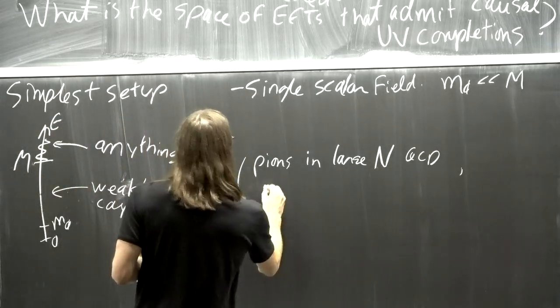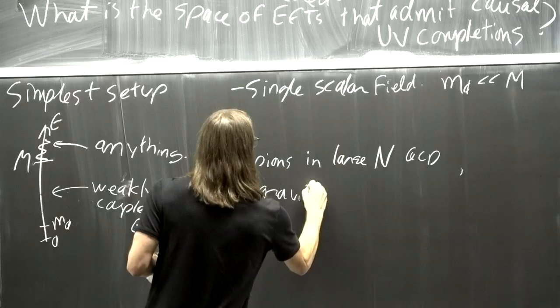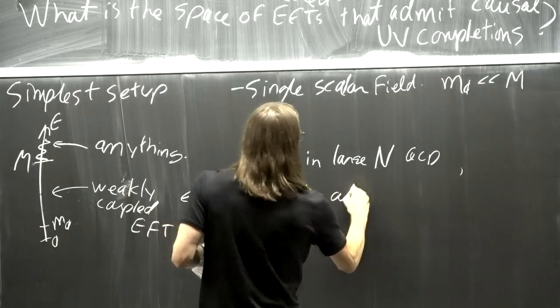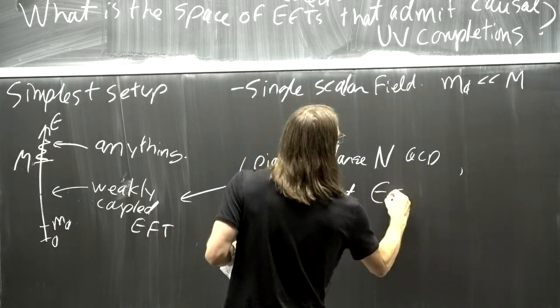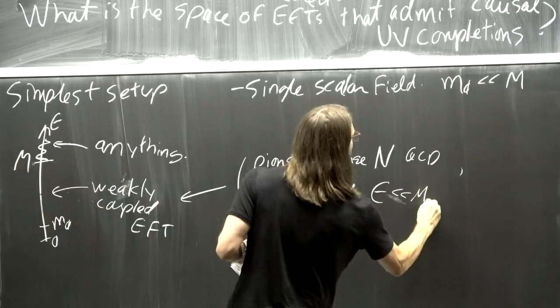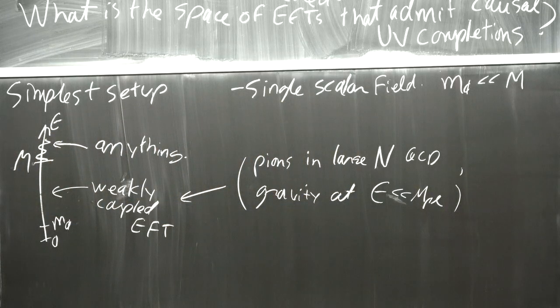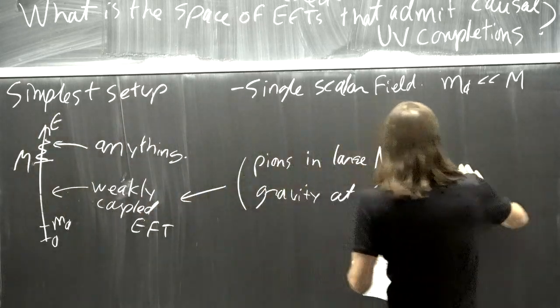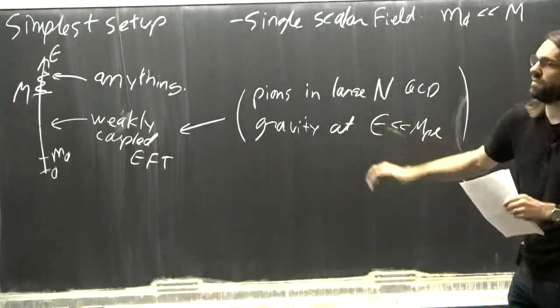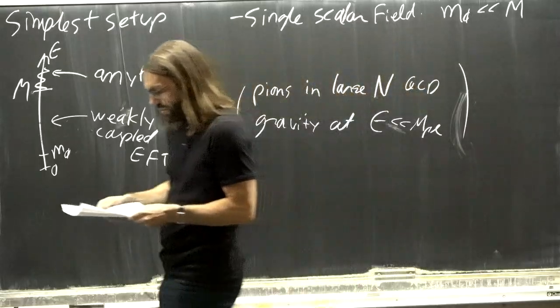Another example is gravity at energies much less than m Planck. So if you have any kind of weakly coupled UV completion of gravity, like string theory, you would be in this regime. Those are some examples you can have in mind about this paradigm.